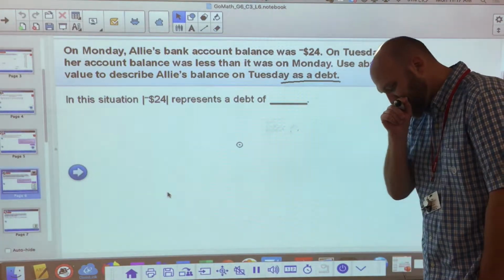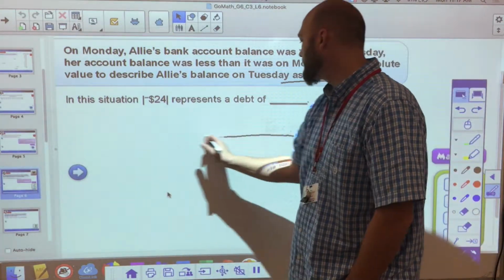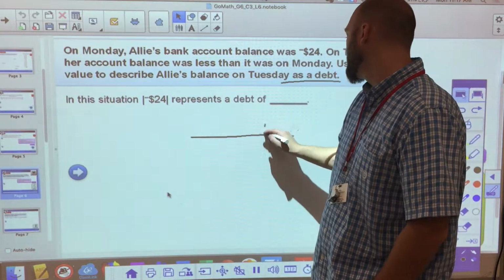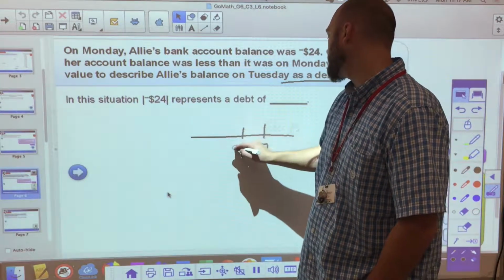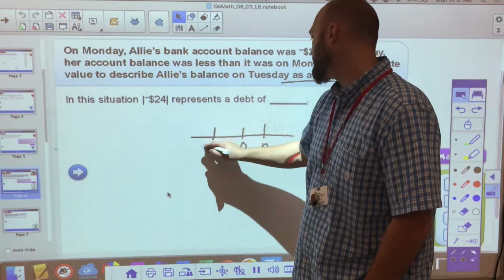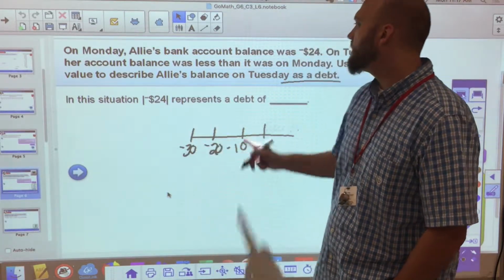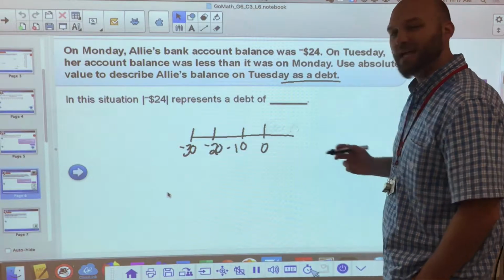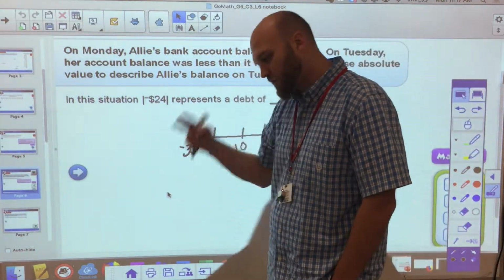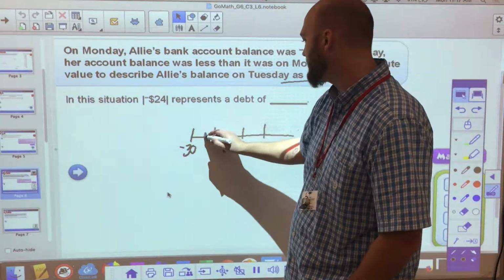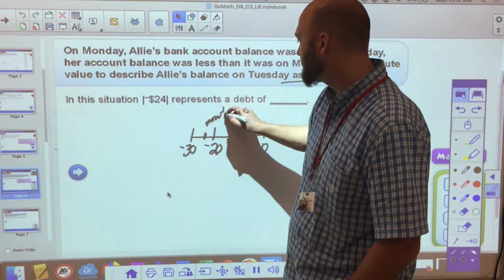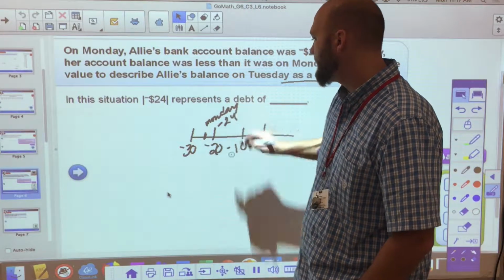Now, if I were looking on a number line, and again, this sometimes helps, let's just make myself a little reminder number line. So, on Monday, it was negative $24. Well, negative 24 is between negative 20 and negative 30, so that's like right here. This is Monday. Negative 24.